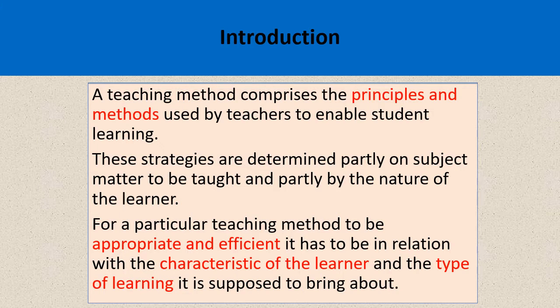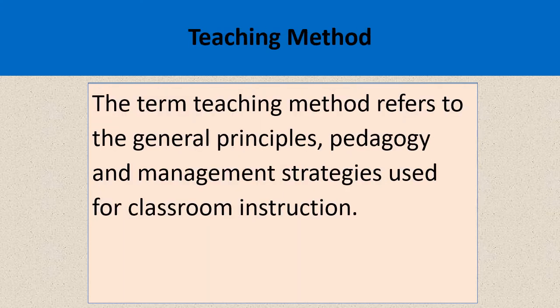For a particular teaching method to be appropriate and efficient, it has to be in relation with the characteristics of the learner and the type of learning it is supposed to bring out. So a teacher must study the characteristics of his or her learners before deciding on the type of teaching method to go for. Whatever the characteristics of your learners are determines the type of teaching method you will use to teach them. Let's quickly look at the teaching method itself.